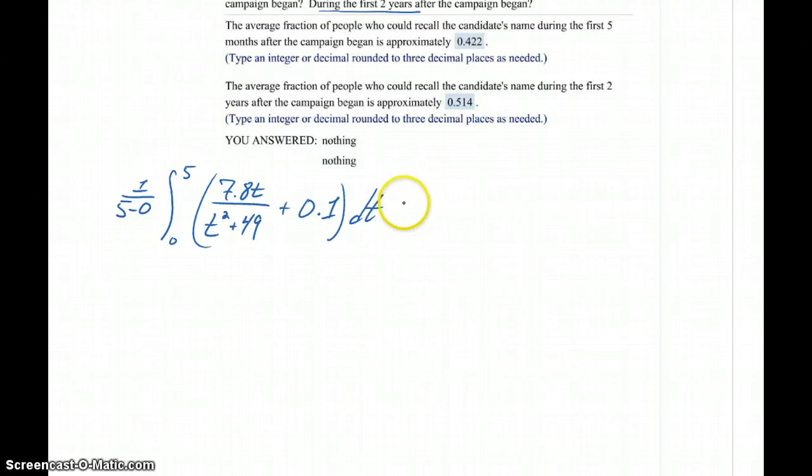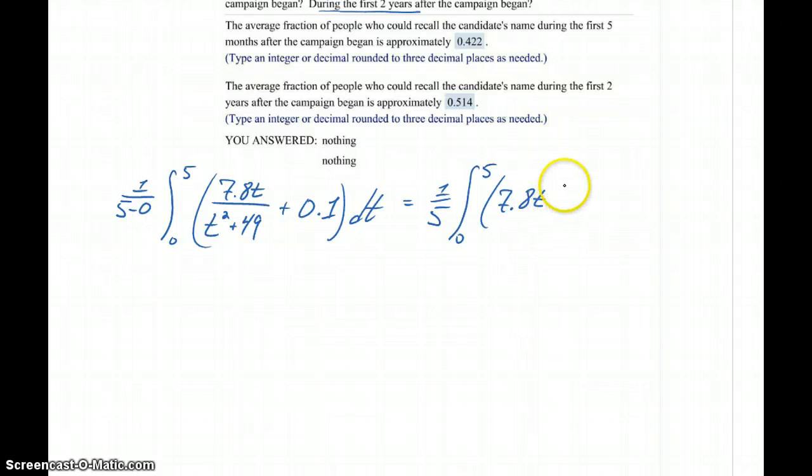7.8t over t squared plus 49, plus 0.1, dt. Now, a step that you don't necessarily need to take is to rewrite this as t squared plus 49, that quantity, to the negative first power. So we can rewrite that first term as t squared plus 49 to the negative first, which sometimes writing it that way can just be a little bit easier to identify which part of this is the composite function.